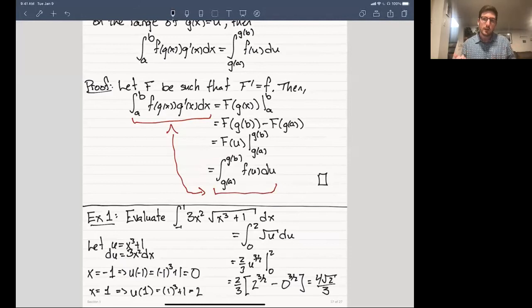But look at how significantly simpler that is, right? I didn't have to go back and put things in terms of x. I could evaluate the bounds in terms of u. So this saved a significant amount of space, and it saved a significant amount of my mental space, right? I didn't have to keep track of too much. Things were relatively simple by just changing the bounds in this case as well.